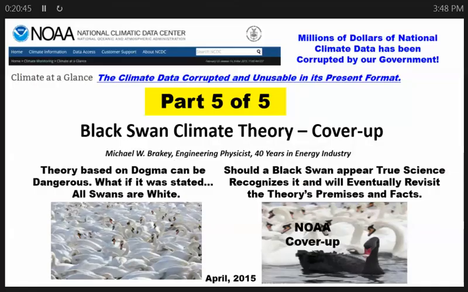And we're going to stop there on part 4 of 5, and part 5 will be comparing the 2015 data from the National Climate Data Center to their data from 2013.